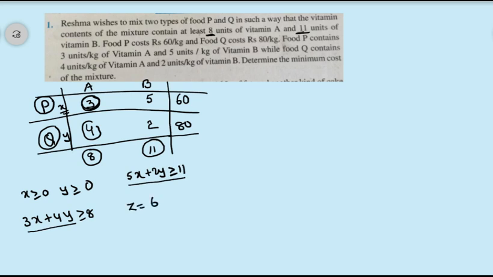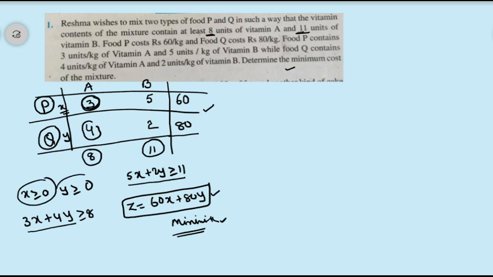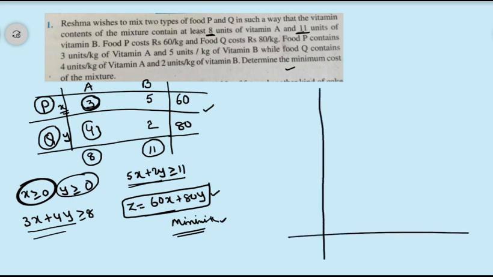Next z is equal to 60x plus 80y. This is the cost of the mixture which we have to minimize, right? So we got clarity about the given question, and we converted it into a mathematical formulation. This is the mathematical formulation we got. Now we are going to solve this one graphically. For this we have to draw the graph.